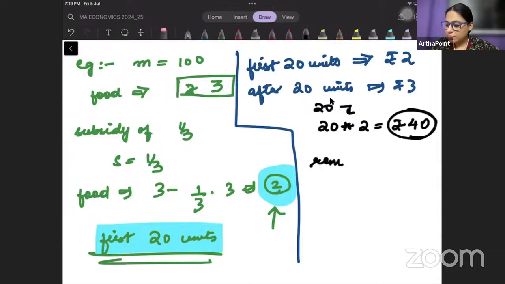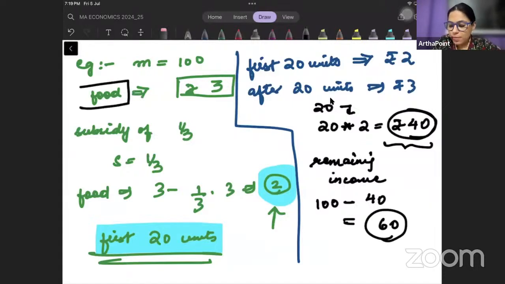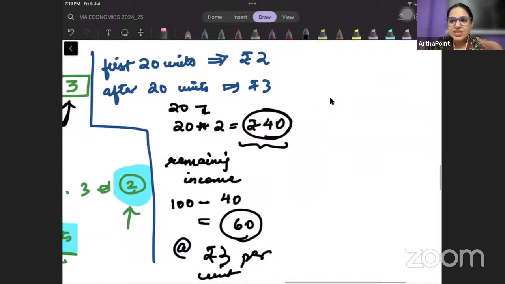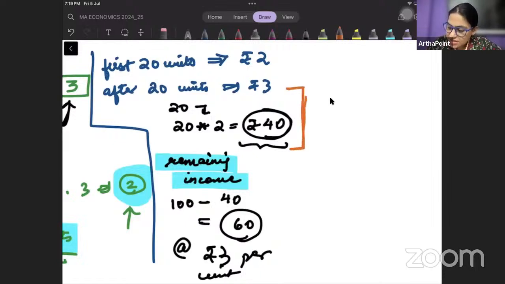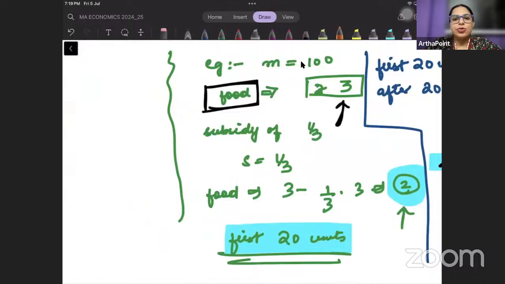Now what is my remaining income? My remaining income is 100 minus what I spent purchasing the first 20 units at 2 rupees, so my remaining income is 60 rupees. From this 60 rupees also I have to buy food only, but now I have to purchase at the rate of 3 rupees per unit. This is what the question is saying. So first of all, what is the step? First I will find my remaining income, after I have purchased this subsidized food. This is what I am going to do in this case.